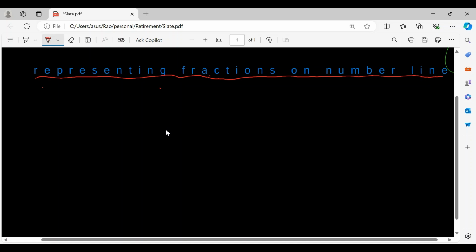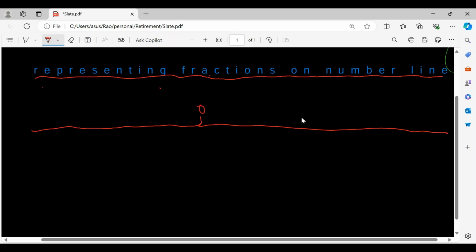Good morning, students. Today we are going to represent fractions on a number line. How can that be done? We draw a line, and that has to be to scale, but I'm drawing it freehand, roughly. One thing you have already learned is how to represent whole numbers on a number line.